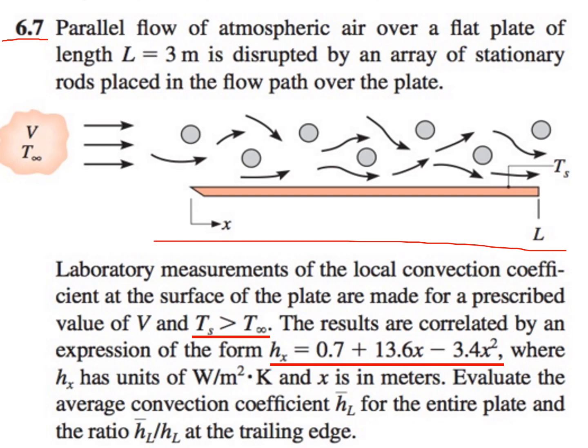Now, laboratory measurements of the local convection coefficients at the surface of the plate are made for a prescribed value of V and T sub s greater than T sub infinity. The results are correlated by an expression that they give by the formula here for h of x, where h of x has these units here and x is in meters. They ask us to then evaluate the average convection coefficient right here, our h bar L, for the entire plate, and that ratio as well at the trailing edge.